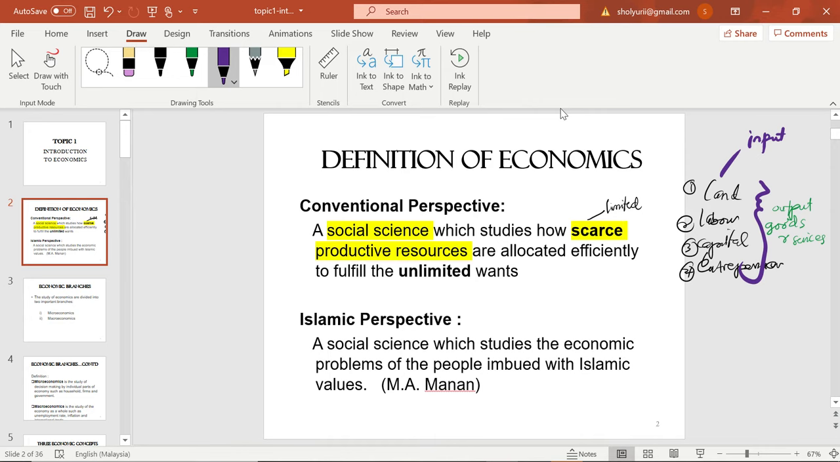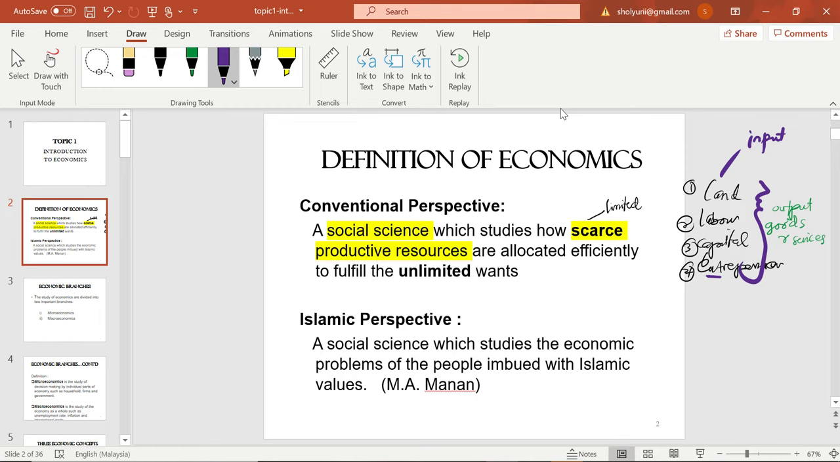And the third one is capital. So biasa kalau you belajar kat sekolah, capital means money. Okay, but in economics, capital means machinery, goods to produce goods. So they have additional meaning for that. Okay, and last sekali adalah entrepreneur. Basically entrepreneur is also a person, but it's different compared to the labor because the entrepreneur is somebody who has skills to produce something, meaning that this person has knowledge to produce the goods and services.